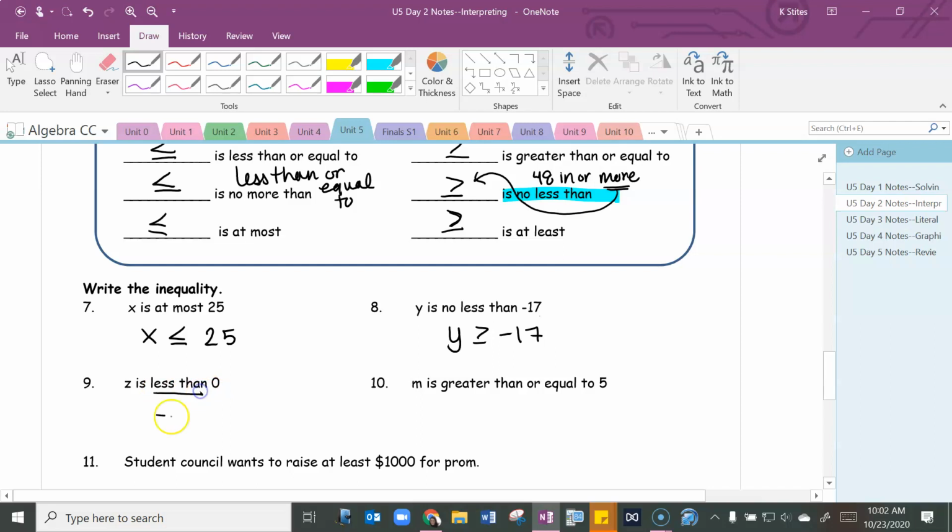Z is less than 0. Less than, make sure you point to the left. M is greater than or equal to 5. Greater than, make sure you're pointing to the right. Also have that equal to underneath. And then your 5.